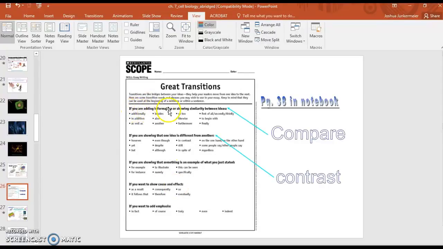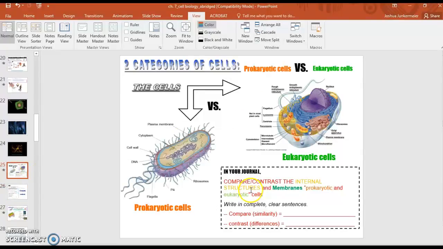It says if you're adding information showing similarity, choose one of these words here: additionally, as well as, also, likewise, furthermore, to begin with. Try to use any one of these words that helps you show similarity or comparison between prokaryotic and eukaryotic. And then do the same for contrast. You have your contrast. What's differences? There's probably more differences than similarity between these cells. But what's different between them?